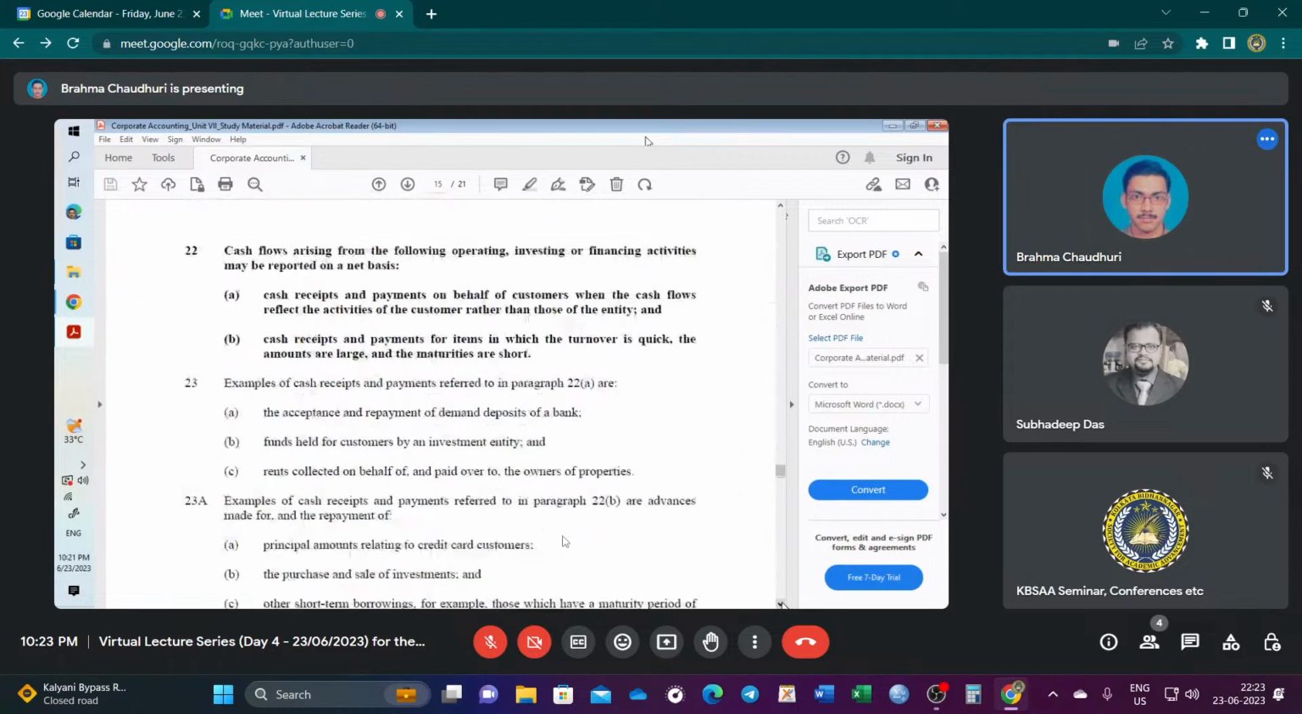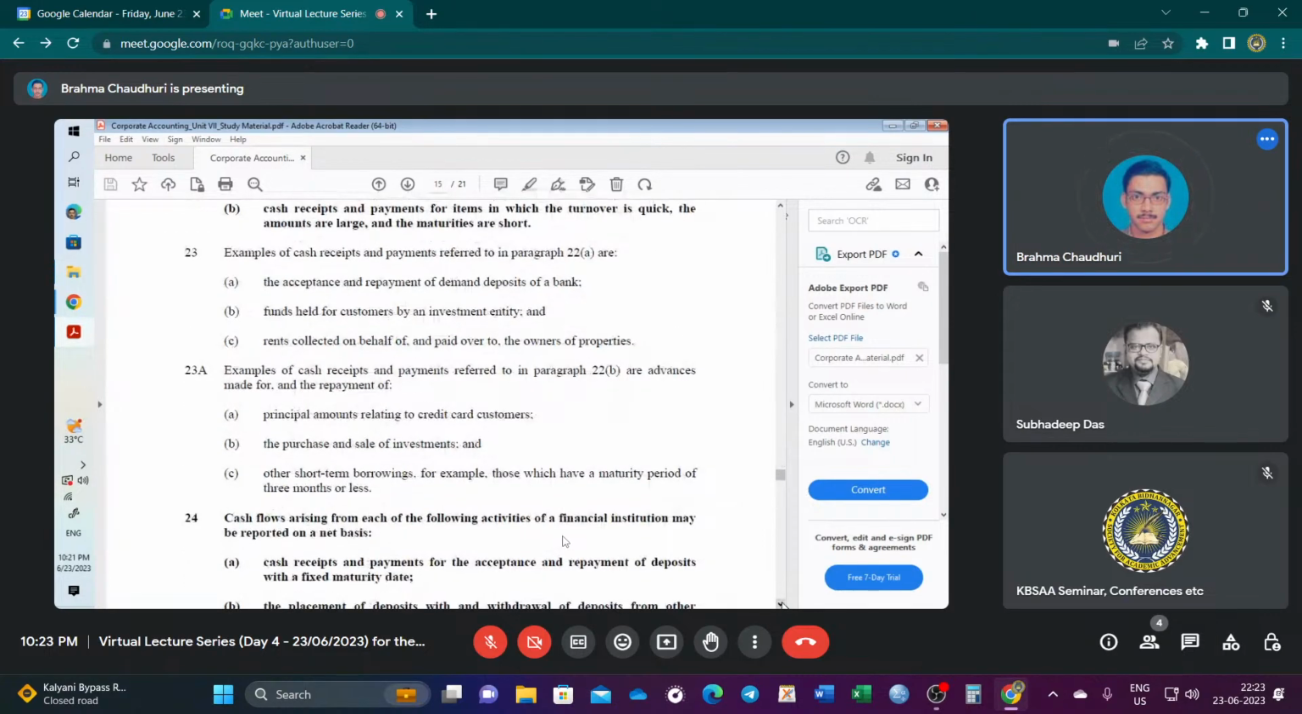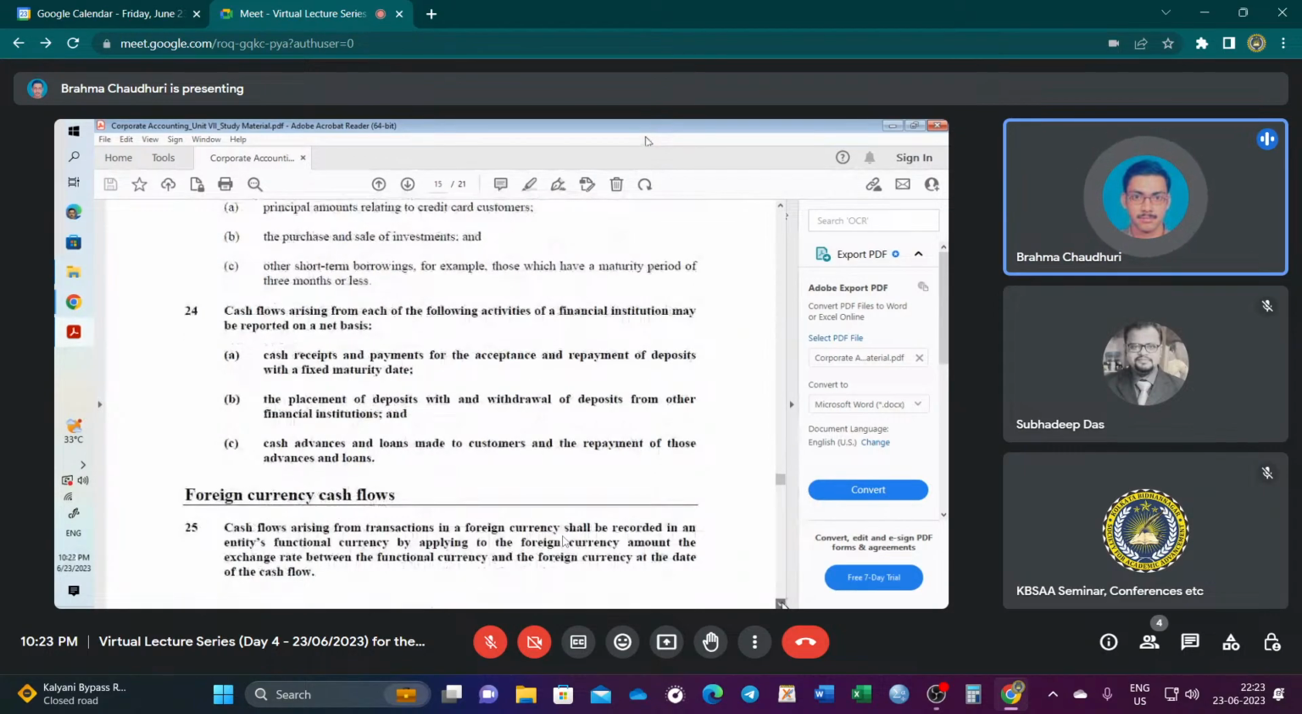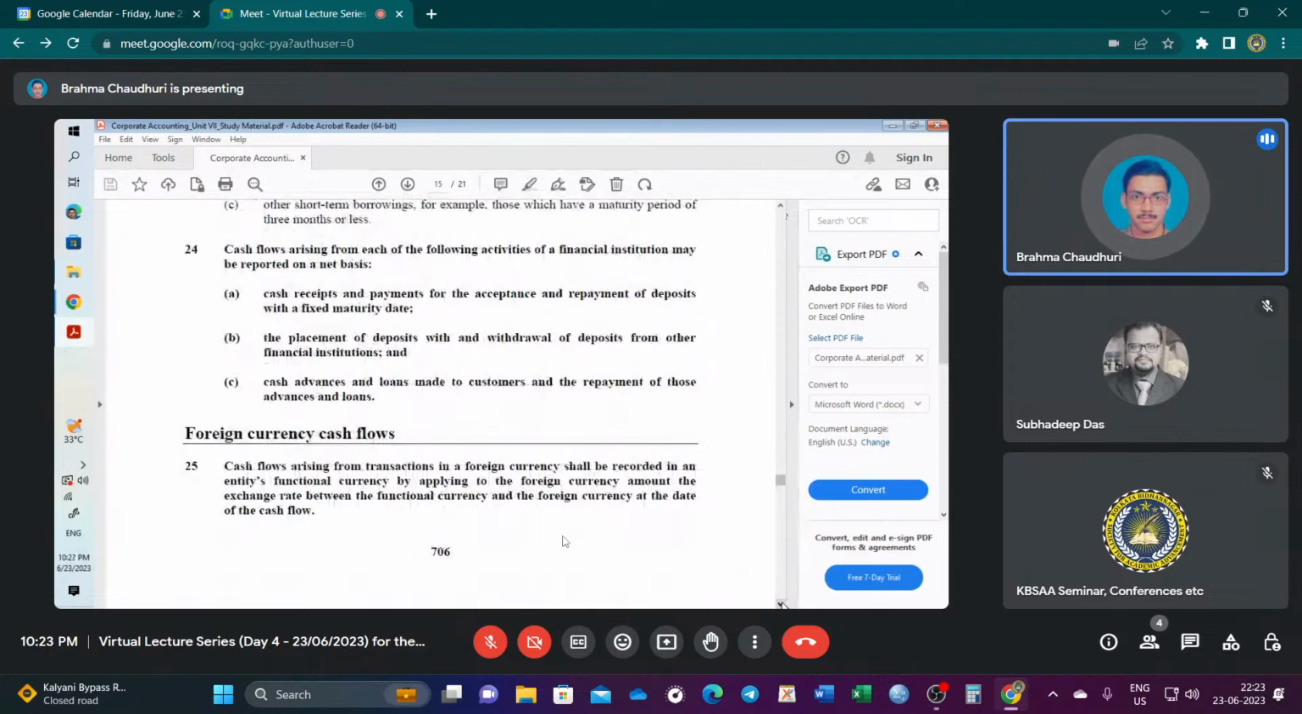And similarly, cash flows arising from each of the following activities of a financial institution may also be reported on a net basis. That is the cash receipts and payments for acceptance and repayment of deposits with a fixed maturity date, placement of deposits with and withdrawal of deposits from other financial institutions, and cash advances and loans made to customers and the repayment of those advances and loans.